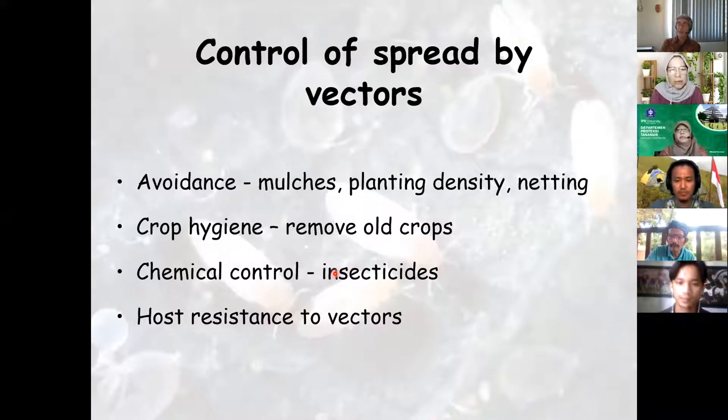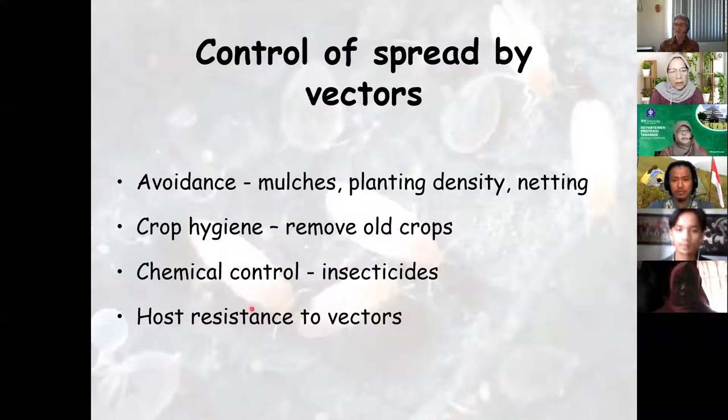And the other problem with spraying like that is that you tend to produce resistance to the insecticide in the vector, and then the insecticide is useless totally. So in general, chemical control is not very effective in many virus diseases. Host resistance is something that can be quite useful.